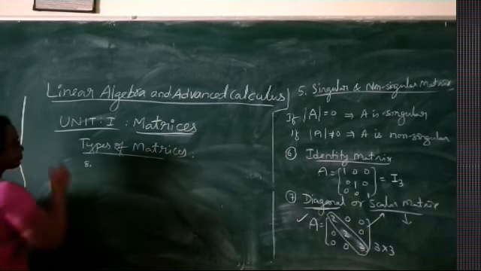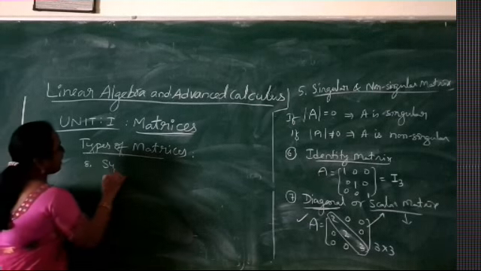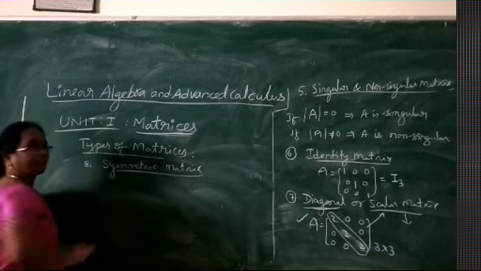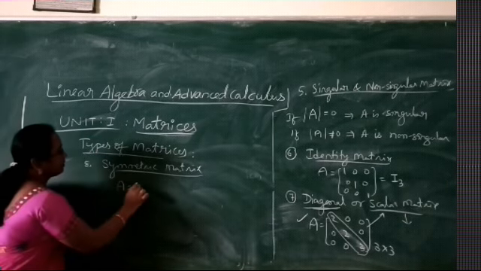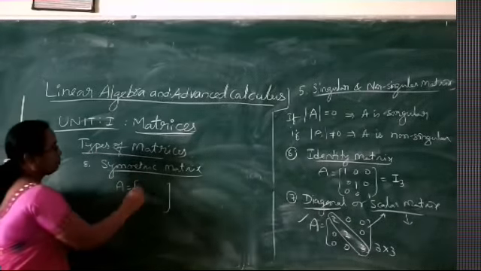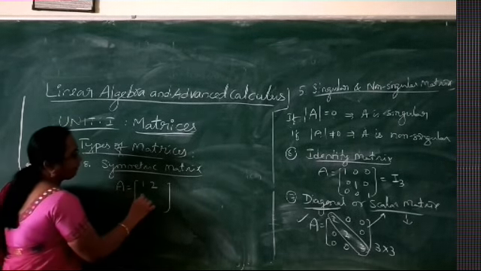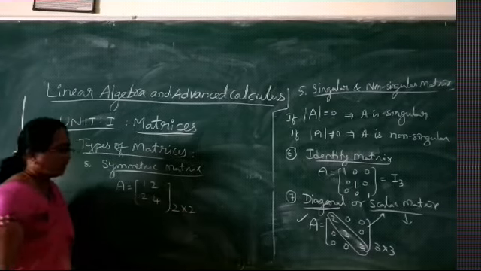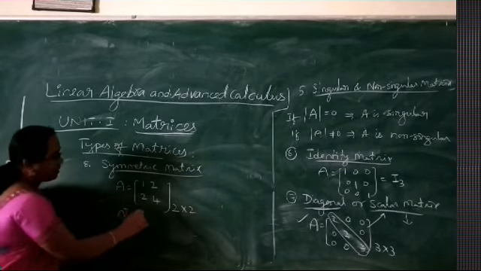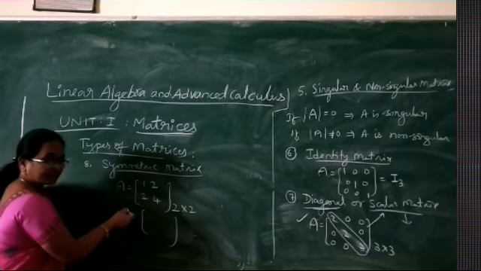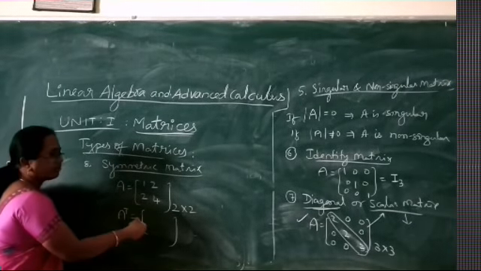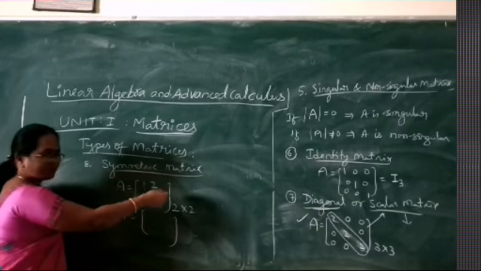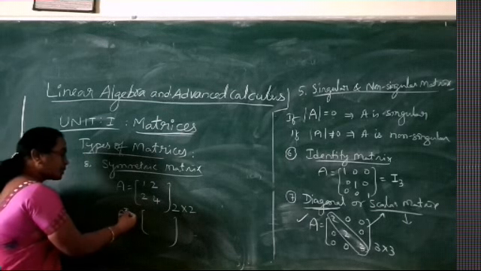Let us see what is a symmetric matrix. Let me give an example. Suppose we have the matrix A equal to 1, 2, 2, 4. This matrix has the order 2 by 2. When I calculate A transpose, what is the meaning of getting A transpose? By rewriting the matrix by taking each row as a column, changing columns to rows and rows to columns, whatever matrix we get is called the transpose.